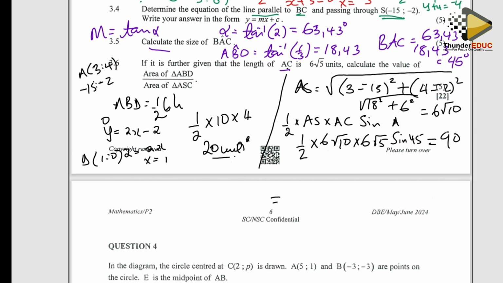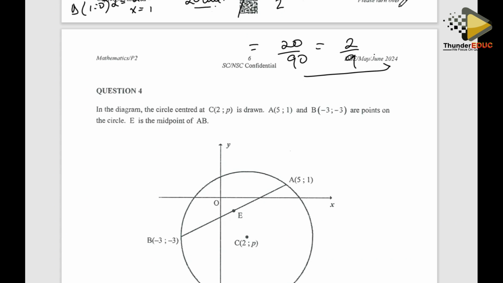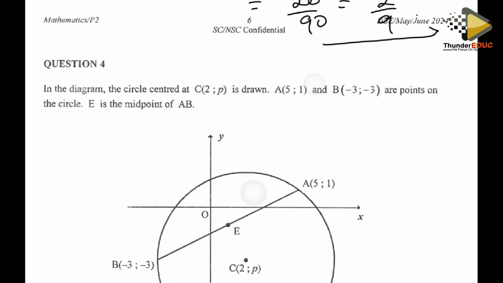Okay, so remember the question said we get the 20 divided by the 90. So which is just 2/9. All right, so that is what we wanted with that question 3.6.